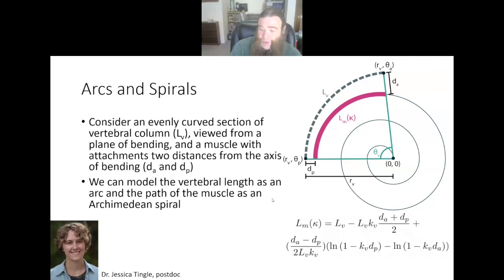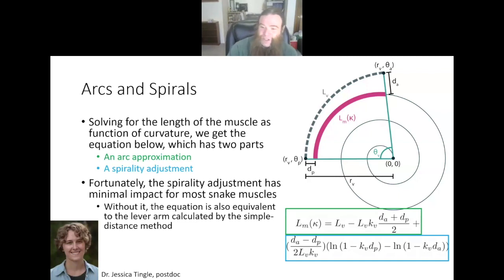The good news is we can simplify this equation because it essentially boils down to two parts. The top part, in green, is what we call the arc approximation. The length of the muscle is, in this case, being approximated as a circular arc with a distance that is literally just the average of the two distances: dA plus dP over 2. So that's basically approximating the whole thing as a circular arc and ignoring this whole spirality.